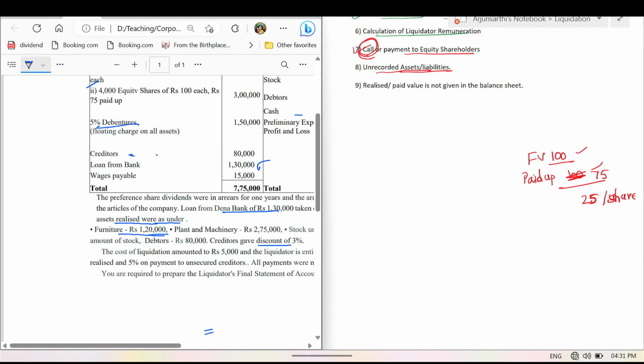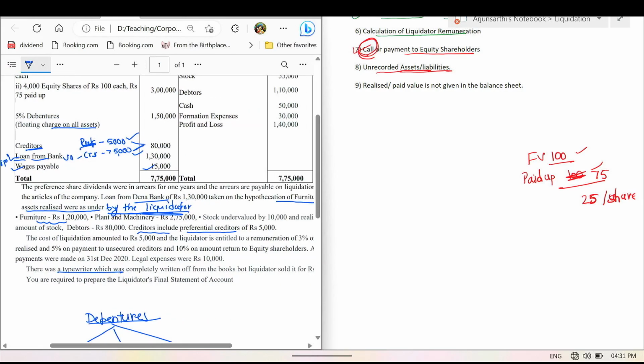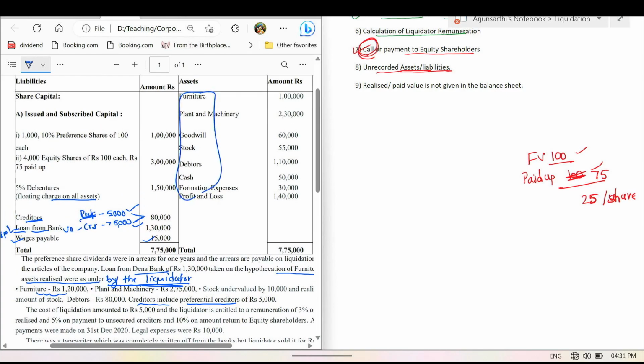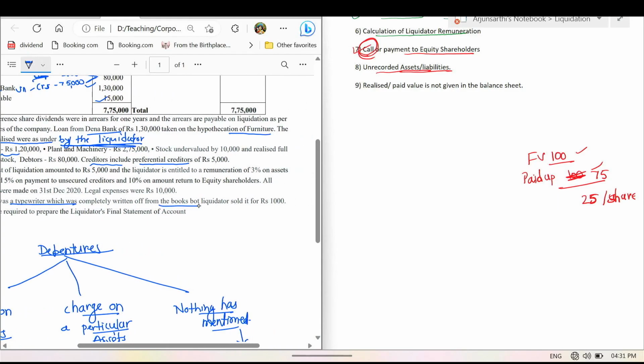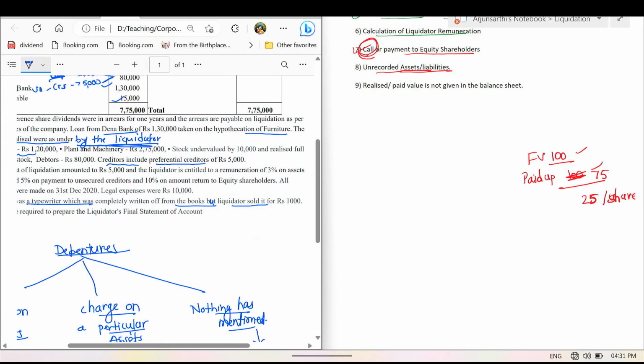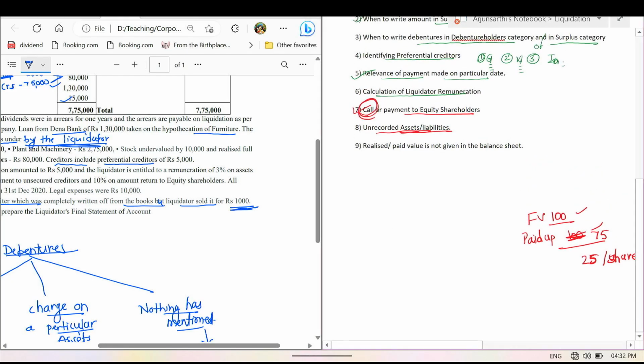Okay, now which one, the typewriter problem. There was a typewriter, and now the typewriter is not there on the asset side. It was completely written off in the books, but the liquidator sold it for 1,000. An unrecorded asset or liability is given with its realized value or payable value. Correct? Here the unrecorded asset is sold, and the realized value received is given.